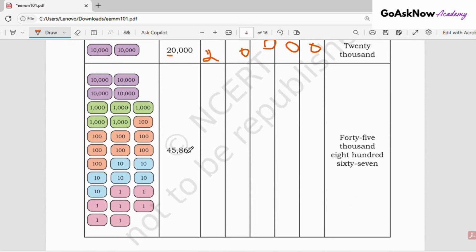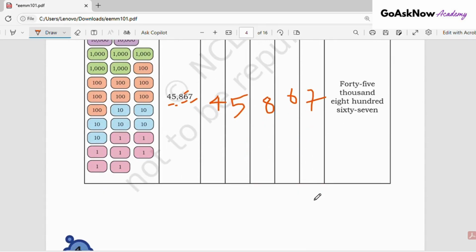After that, here we have 4 ten thousands, which is 40,000. After that, we have 5,000. The third one, in the 100 place, we have 8, which is 800. And in the tens place we have 6, which is 60. Then in the ones place, we have 7, which is 45,867.